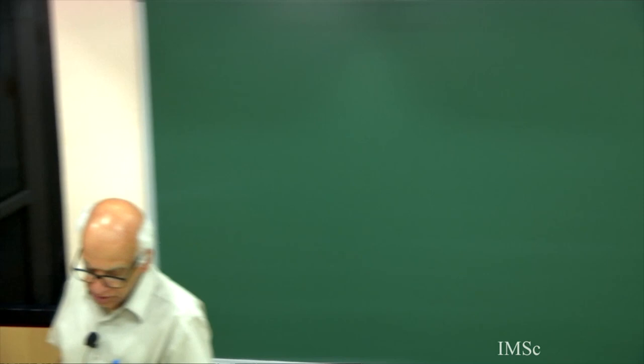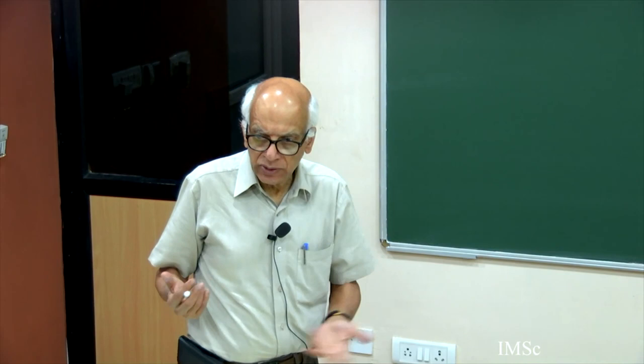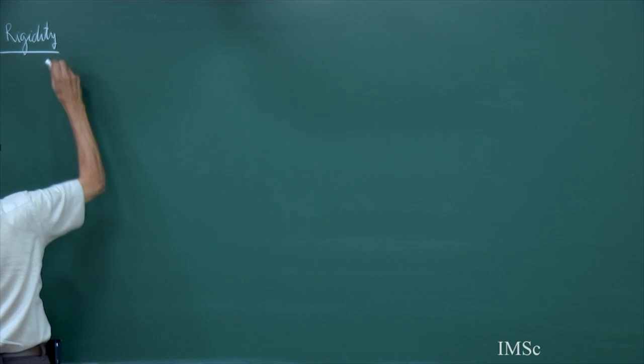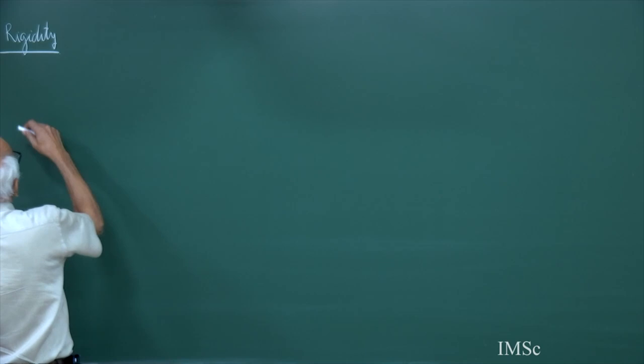About rigidity. It is rigidity that gave rise to the expectation that higher rank groups are arithmetic, which was eventually proved by Margulis. So the subject is rigidity. But before I go on to rigidity, let me make a number of comments about subgroups of linear groups.